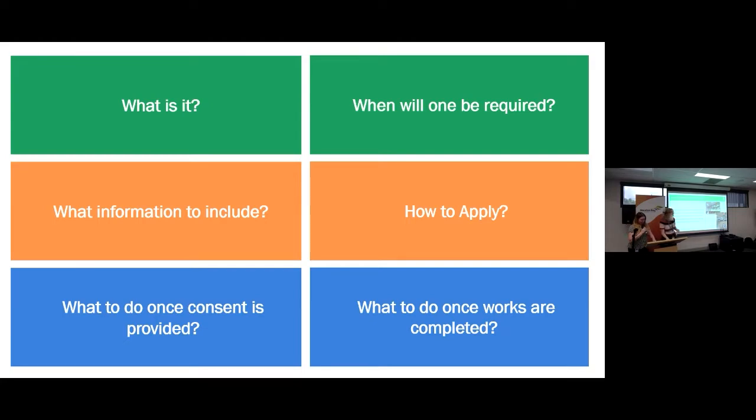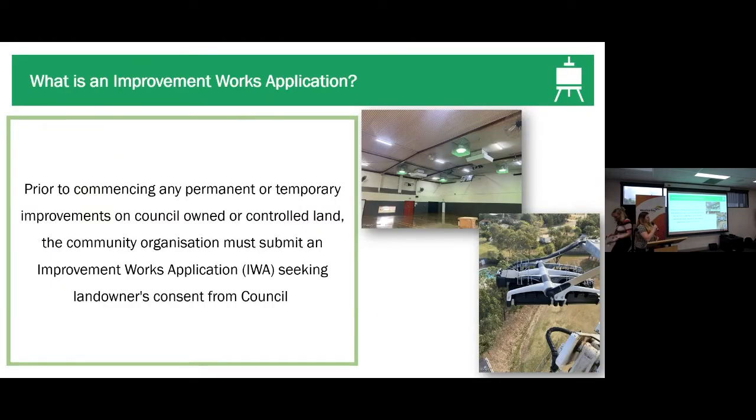Thank you, Lacey. So what is an improvement works application? Prior to commencing any permanent or temporary improvements on council-owned or controlled land, the community organisation must submit an IWA seeking landowner's consent from council. So to put it plainly, an IWA is basically a proposal from your organisation asking permission from council to undertake some works at your leased facility.